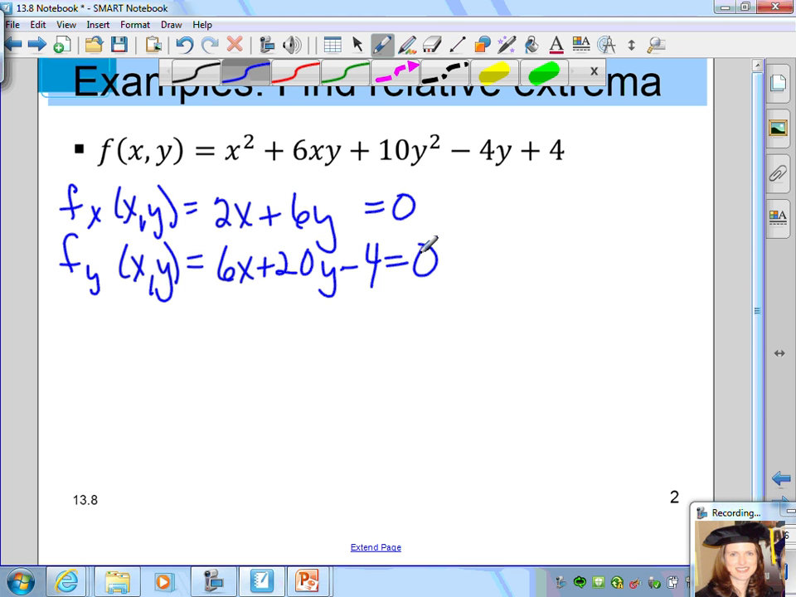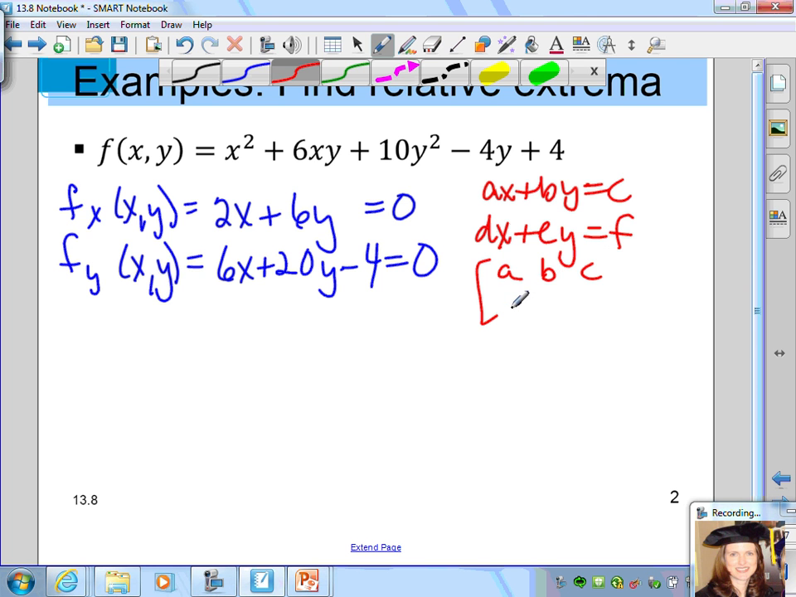Now you can find this using the substitution method, the elimination method, or the graphing method, but I'd like to show you again how we can use the reduced row echelon form of a matrix to determine the solution. It does need to be in the form of ax plus by equals c and dx plus ey equals f, so that we can build this matrix with just the numbers a, b, c, d, e, f, and then reduce row echelon form that matrix.